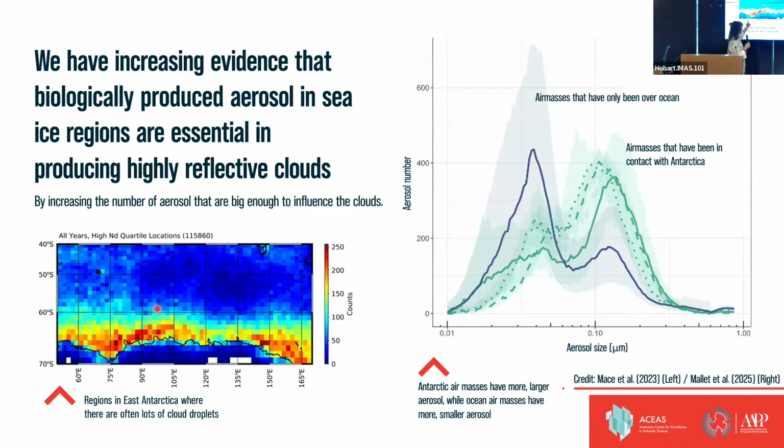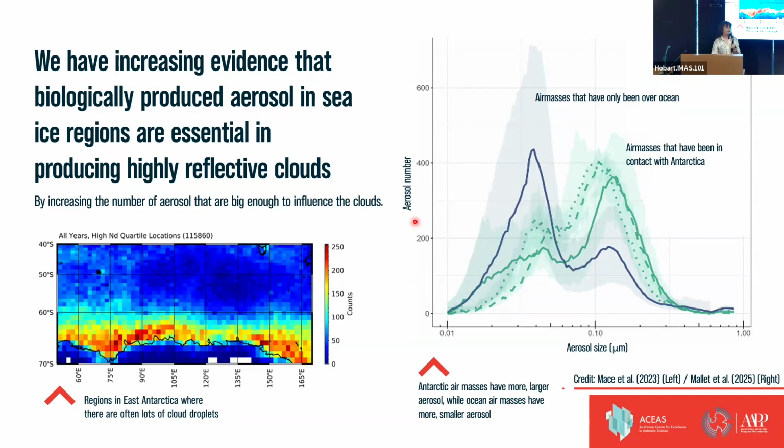shows the Antarctic coastline, East Antarctic coastline, and the red and yellow colours are places where there are often lots of cloud droplets. So the more cloud droplets you have, the more reflective a cloud is. So this is from a satellite, and we can see that it's right next to the coastline that this occurs. So we have clouds with lots and lots of droplets.